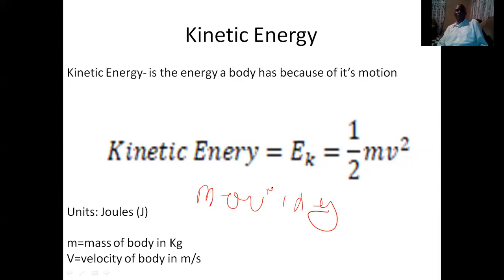The units for kinetic energy are joules, for mass they are kilograms, and for velocity they are meters per second. So kinetic energy is equal to half multiplied by mass multiplied by velocity squared. This is key, and this is the definition of what kinetic energy is.